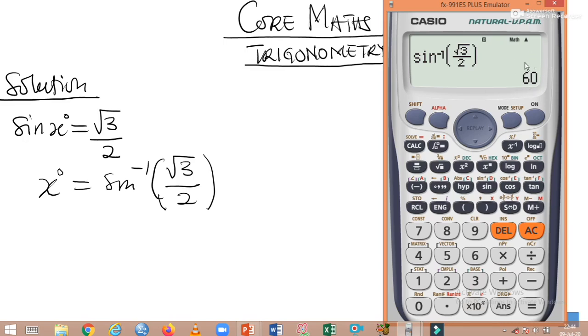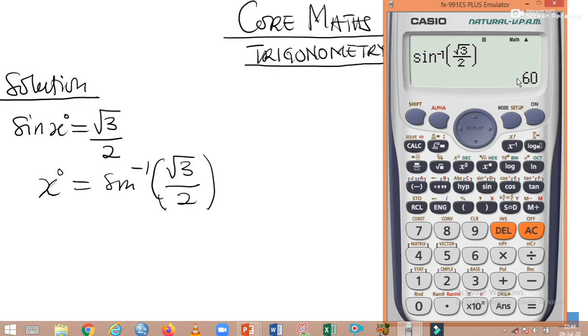So the calculator is not giving us the two possible values of x. Ideally, we saw that once sine is positive, we should get two values of x. One in the first quadrant, one in the second quadrant. But the calculator gives only one value, which is the smallest among the two.